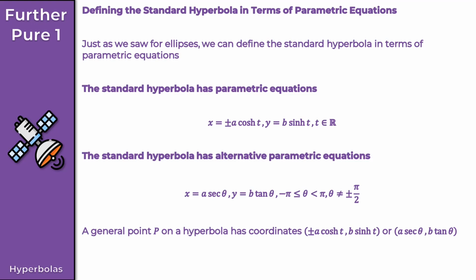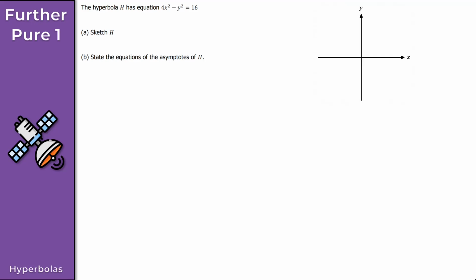Let's have a look now at 2 practice questions. So let's get started here with question 1. So for question 1 here, as we can see, the hyperbola h has the following equation. So we have 4x squared minus y squared equals 16. So for the first part of this question here, part A, all we want to do is sketch the hyperbola h.